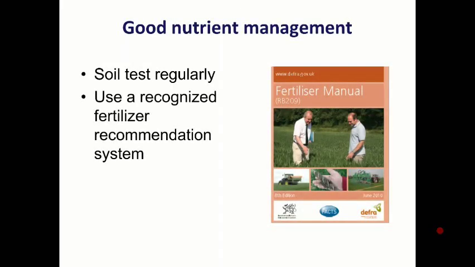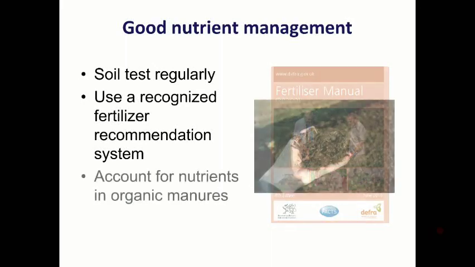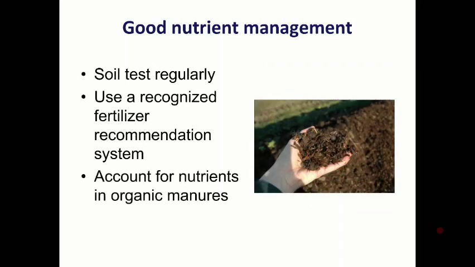Then we want to use a recognized fertilizer recommendation system. So that's RB209, the old hard copy of the manual. As I said, it's now available as a download at the AHDB website. So it's been updated a bit, but we still call it RB209. And of course, it's important to account for nutrients supplied in organic manures or organic wastes. So we'll talk about that a little more in the practical.